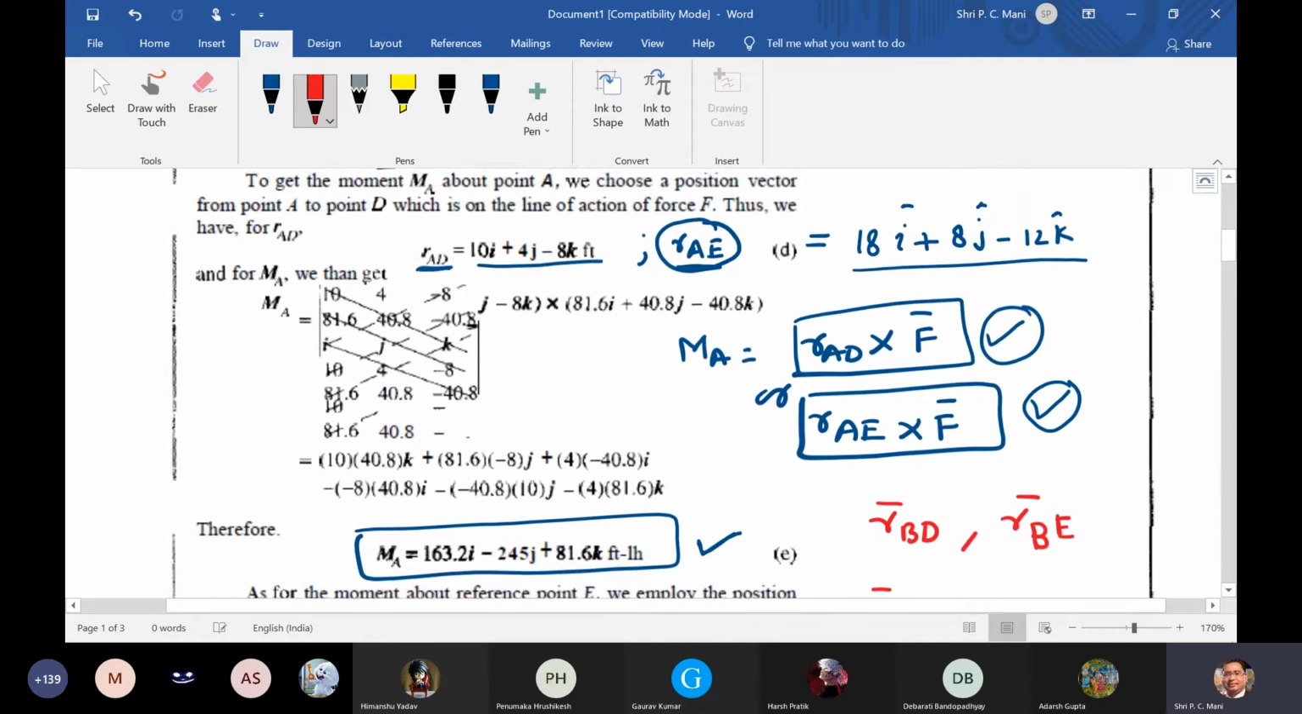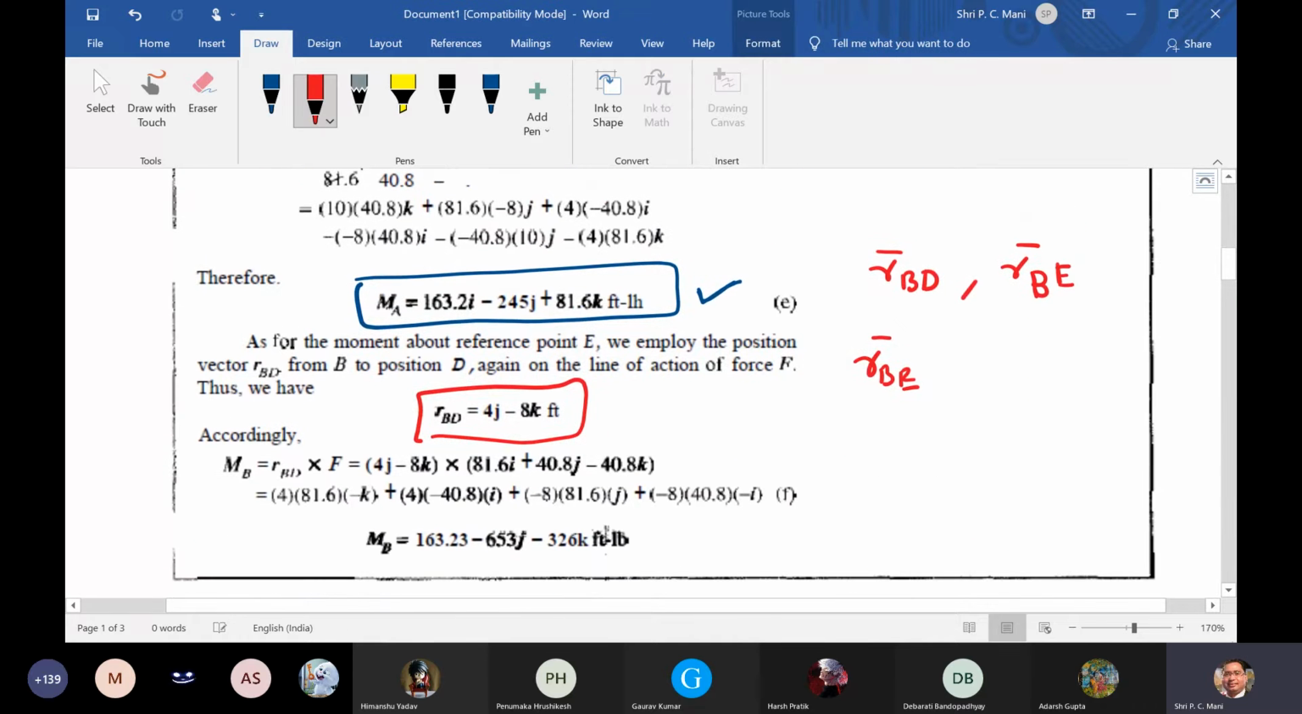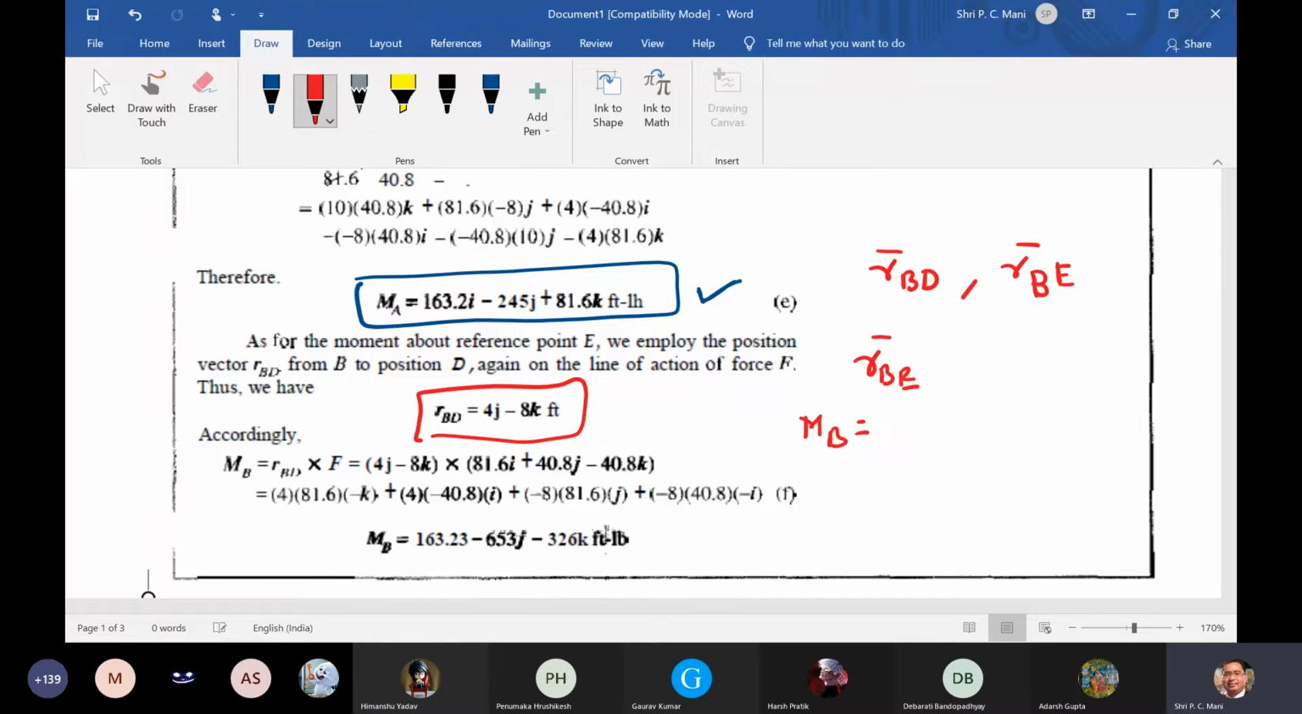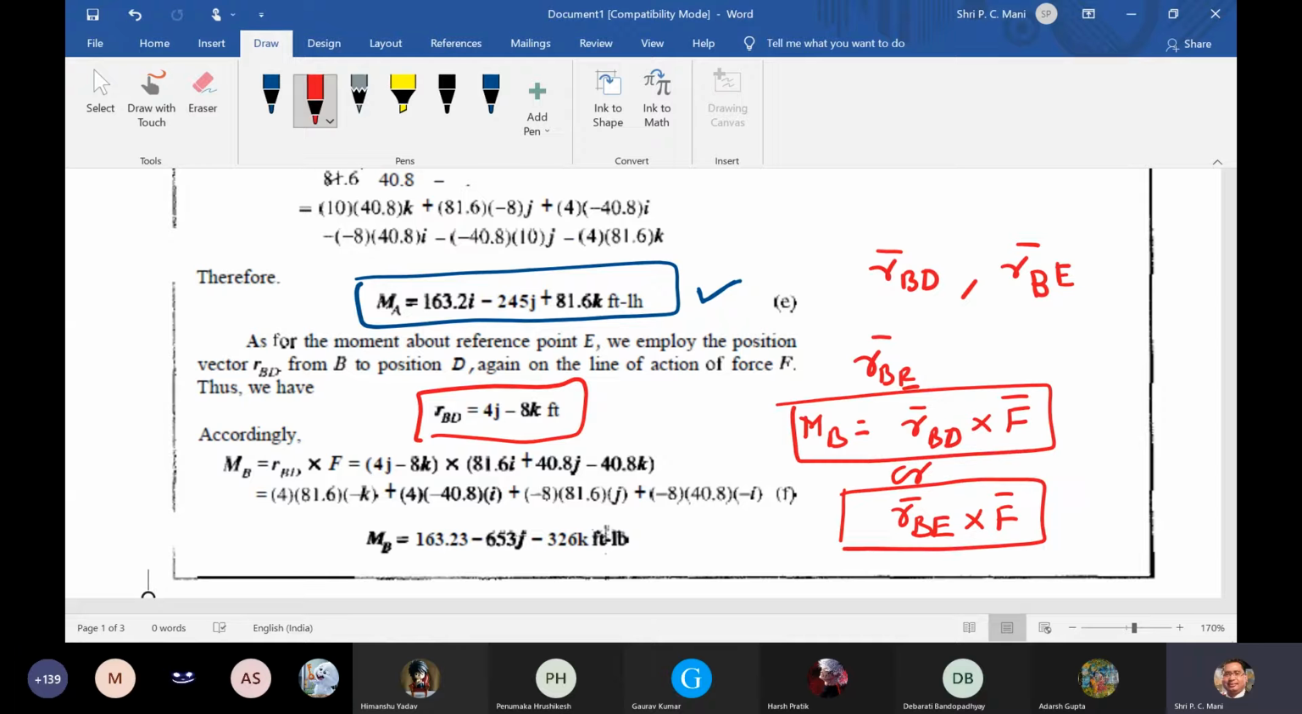So similarly, you can get this moment about B will be RBD cross F, or you can say RBE cross F. Okay, so this will give you the result, and this will give you the result, that is coming this one. Is it okay? So this is the solution from your textbook.